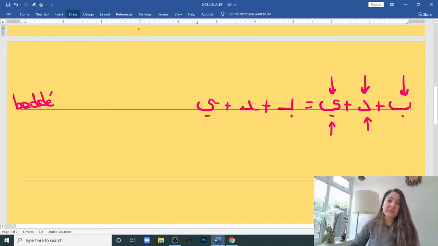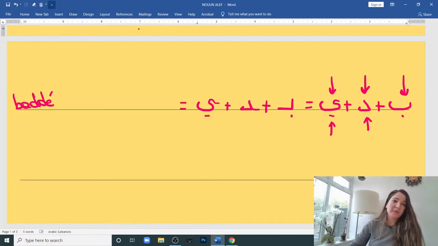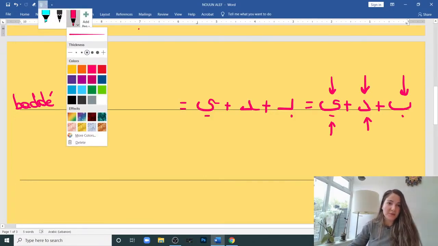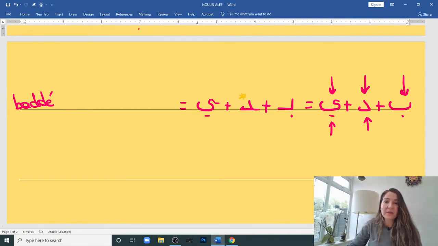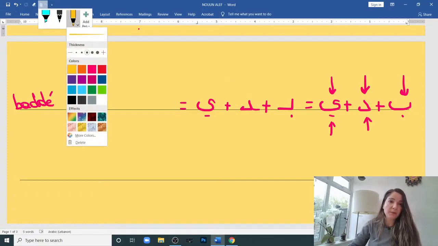Perfect. Now, the second question, we want to analyze if we have any star letters. Is the ba a star letter? No, it's not. So it will join to the letter after. Is the dal a star letter? Yes, it is. So it will not join to the letter after. It means it will erase the tail of the letter after. So now that we have all of them in front of us, they are ready to be joined.